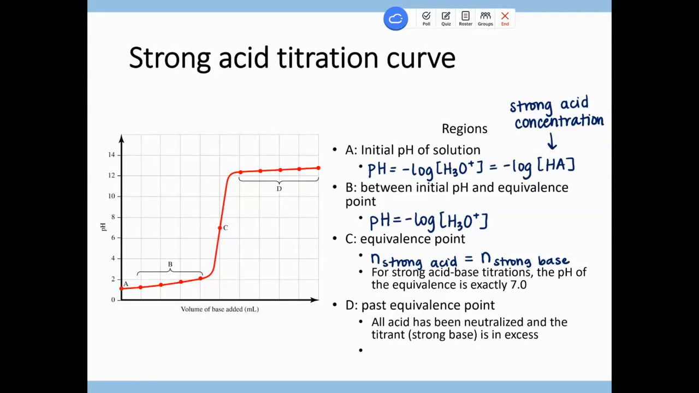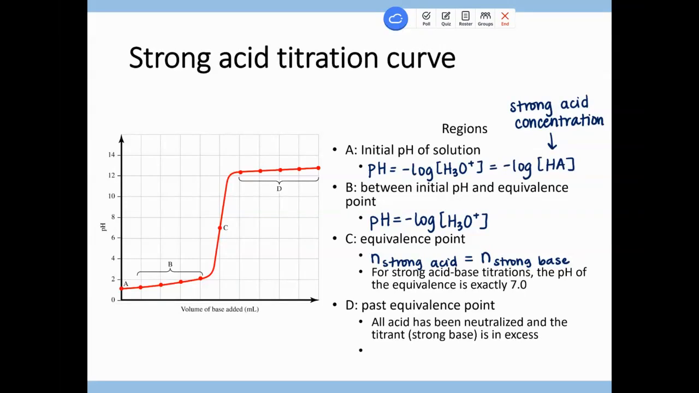They're equal to each other. That means this is a neutral solution now. So the pH will be exactly 7 if you have a strong acid that's being titrated with a strong base. If either one is weak, then the equivalence point is not at a pH of 7.